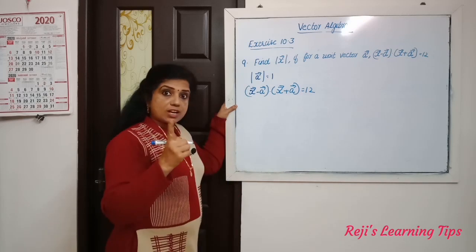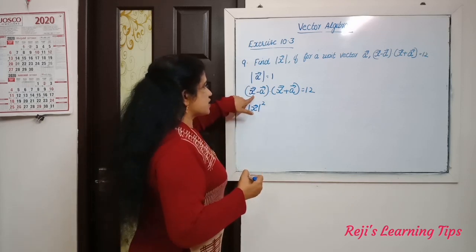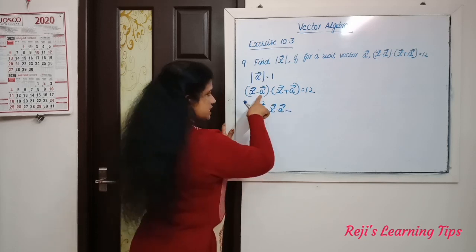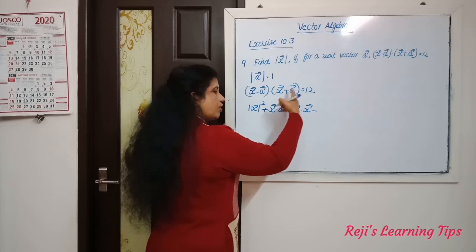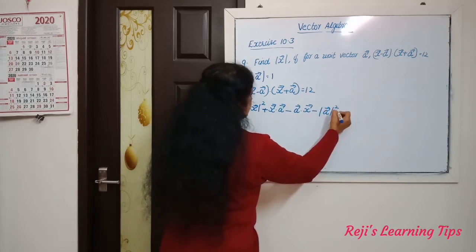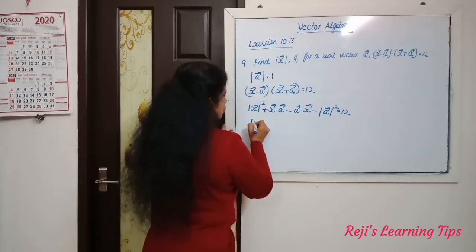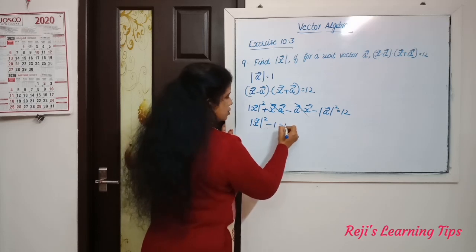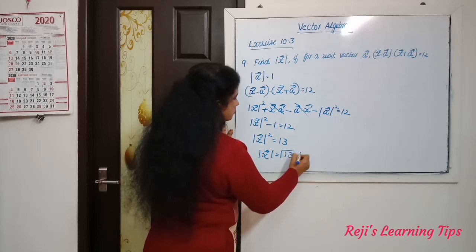Then x minus a dot x plus a is equal to 12. x dot x means modulus of x square. Then x vector dot a vector minus a vector dot x vector, then minus a vector dot a vector means modulus of a vector square, that is equal to 12. We know modulus of a vector is equal to 1. So modulus of x vector square, then we can cancel these two, then minus 1 is equal to 12. Then modulus of vector x square is equal to 13. Therefore, modulus of vector x is equal to root of 13.